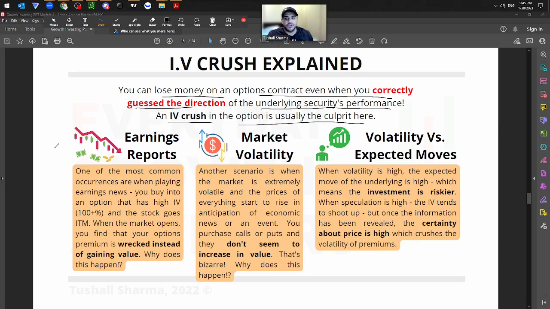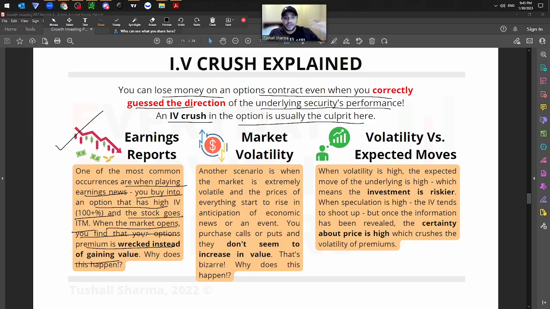So for example, in earnings reports, you have one, and this is probably the most common occurrence of IV crush. It's when people are playing earnings news. They buy into an options contract that has a high IV, like 100% plus, and then the stock after hours goes in the money, okay? It goes in the money. And what happens is that when the market opens, you find that the options contract premium is completely wrecked instead of gaining value. Why does that happen?